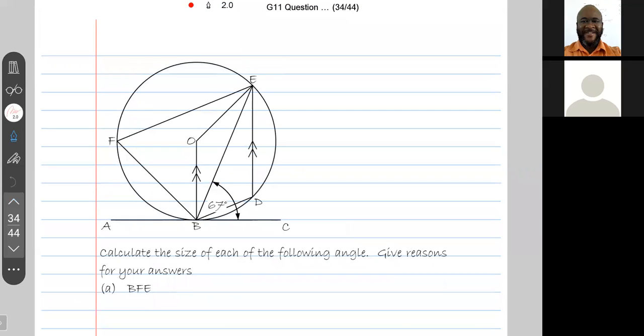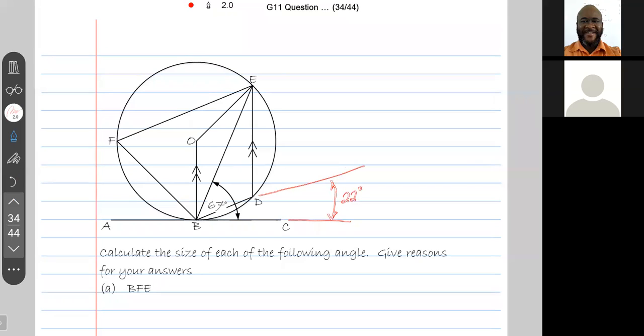That is actually not in the diagram, but they are telling us that CBD, which is this angle here, is 22 degrees. Now, that was not included in the diagram, but I'm guessing it's something that we're going to need in order to answer the question.